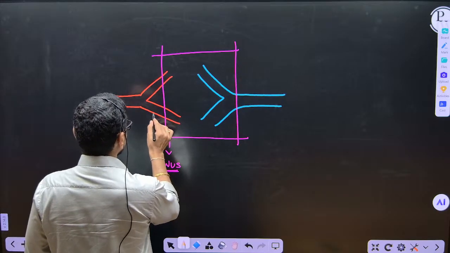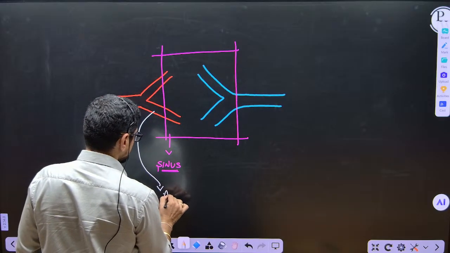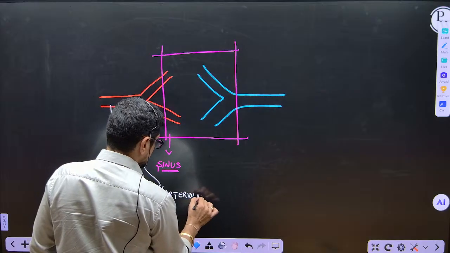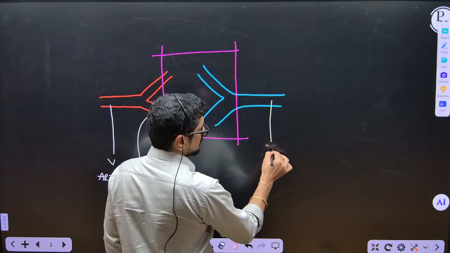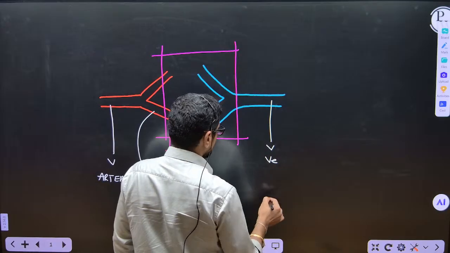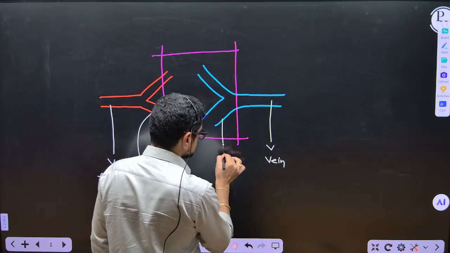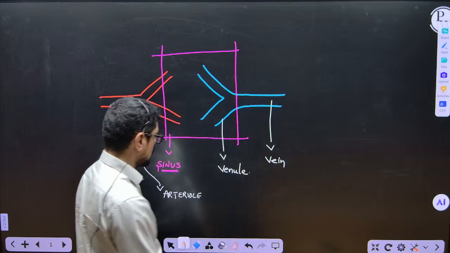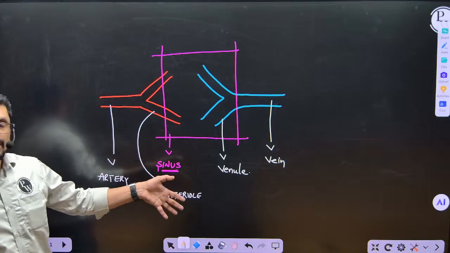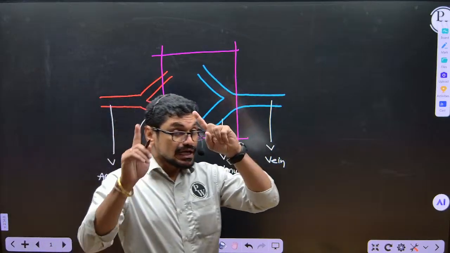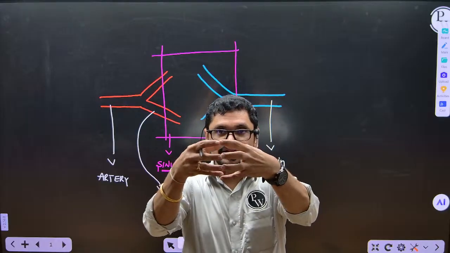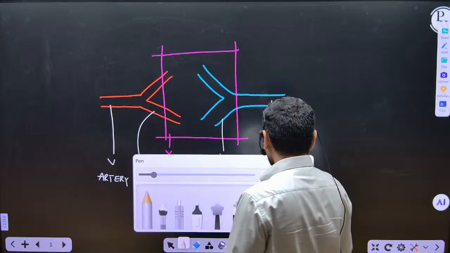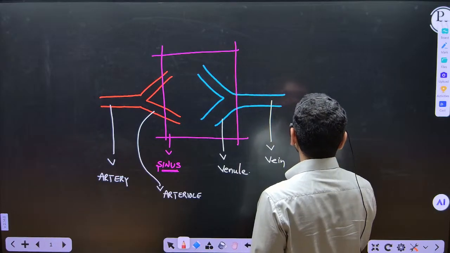The artery divides to form arterioles. We already discussed it in the last class. This one is the venule. V-E-I-N, this is the vein, and this is the venule, V-E-N-U-L-E. So the artery divides to form arterioles, and then venules and veins. In the last class, I also explained other, smaller blood vessels. They are capillaries.